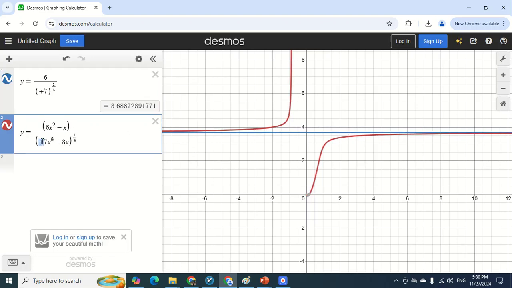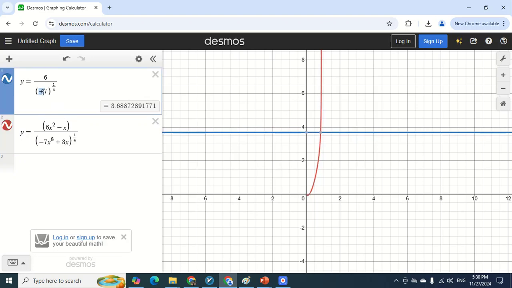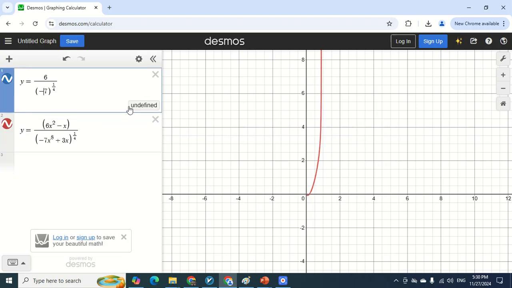But if I change it to the negative sign, as you can see, we cannot determine this value. It's undefined, because minus 7 under the fourth root cannot be determined, and the function over there also tends to infinity at the beginning, because minus 7x to the power of 8 under the roots makes negative values, and it cannot be that big.